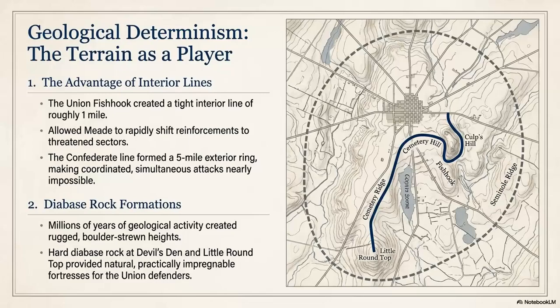Conversely, the Confederate line stretched into a sweeping 5-mile exterior ring, making coordinated, simultaneous attacks nearly impossible. Second, ancient geological activity formed rugged, boulder-strewn heights.